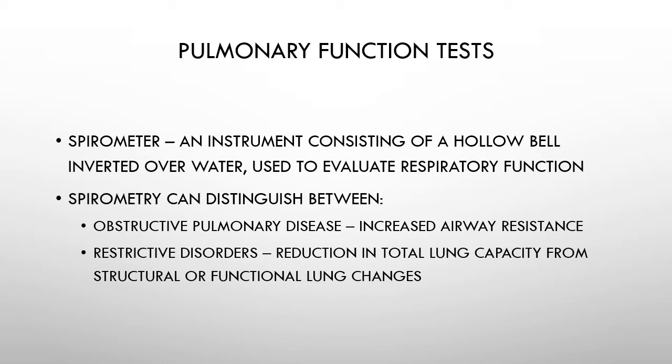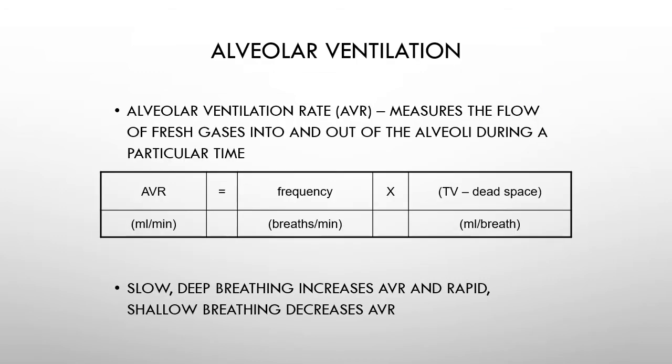So we have essentially a big bucket, and in that bucket we've got water, and floating in the water we have a bell. That bell is connected by a hose, which you then breathe in and out of. And so this bell is going to go up and down based upon whether we breathe in or out. Then we can measure it and decide whether we have any kind of obstruction of the normal airflow that is there.